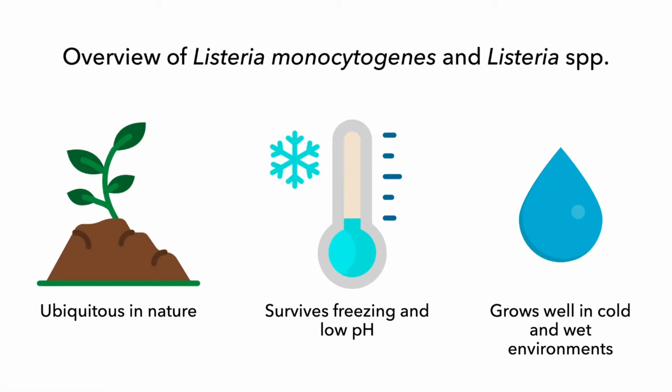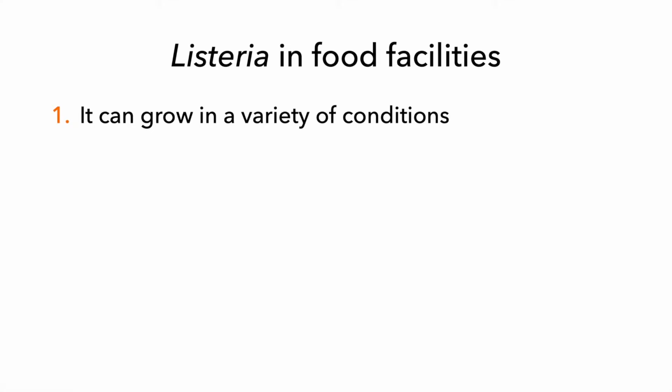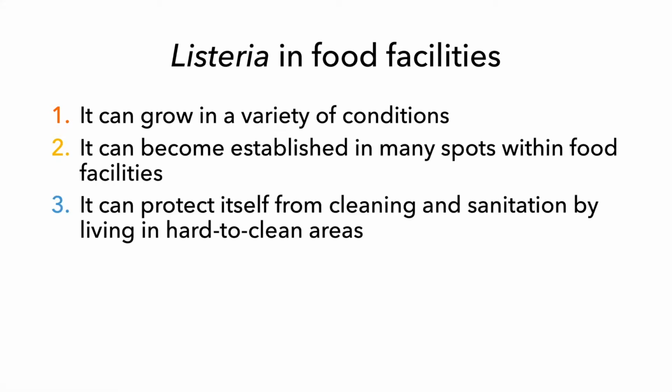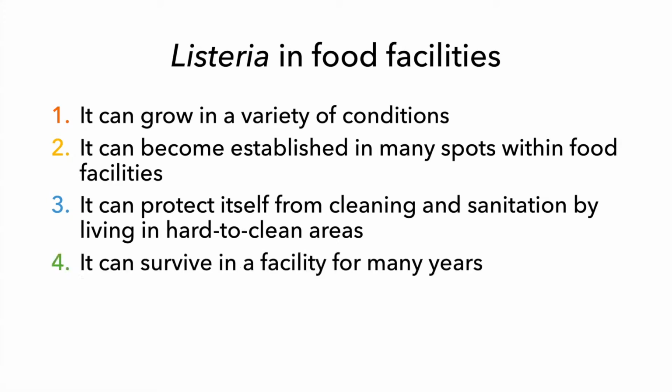Now, let's take a look at Listeria in food facilities. The ability of Listeria monocytogenes to grow in a variety of conditions makes them a problem for food facilities. It can become established in food facilities in processing and packaging equipment, facility structures, drains, floors, walls, and cooling units, among others. It can live in hard-to-clean areas, making it harder to eliminate with routine cleaning and sanitizing procedures. It can survive in facilities and equipment for many years, particularly in growth niches.